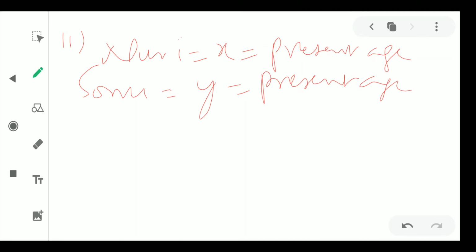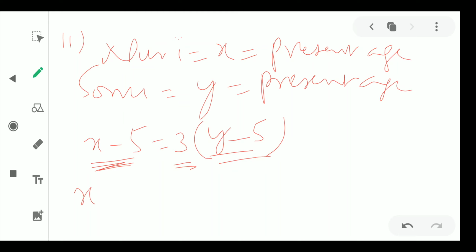5 years ago means from this year we subtract 5 years, going backwards. 5 years ago, X minus 5 will be the age of Noori. He says that 5 years ago, Noori was thrice as old as Sonu. That means 5 years ago, the age of Noori will be X minus 5 and the age of Sonu will be Y minus 5. So what is the condition? Noori will be 3 times Sonu.